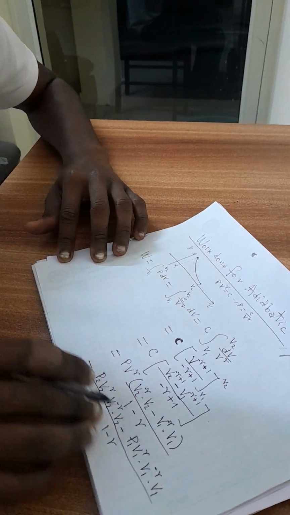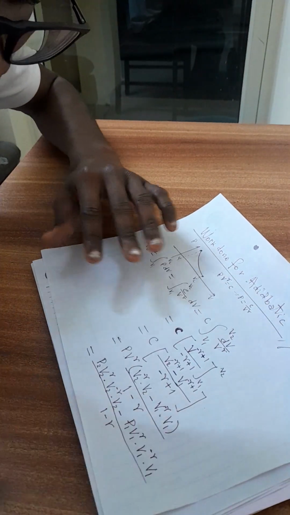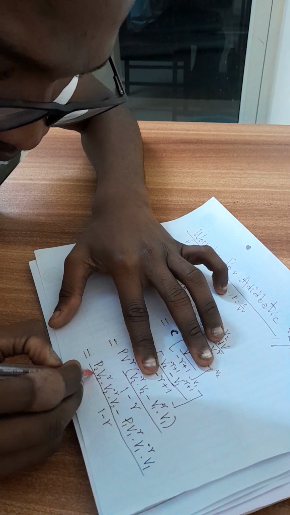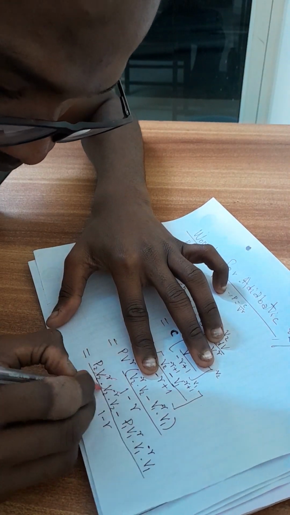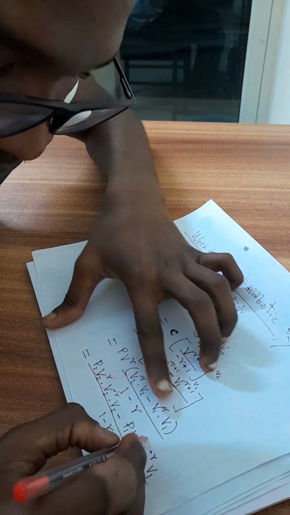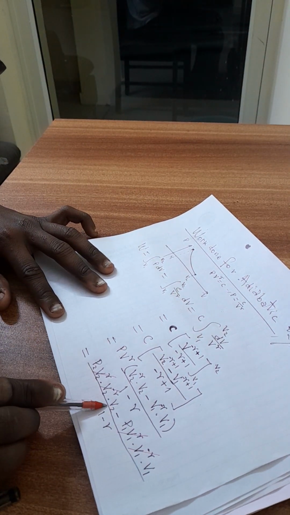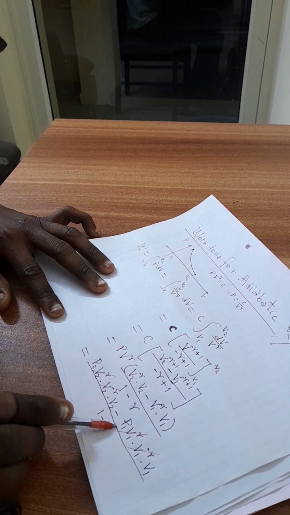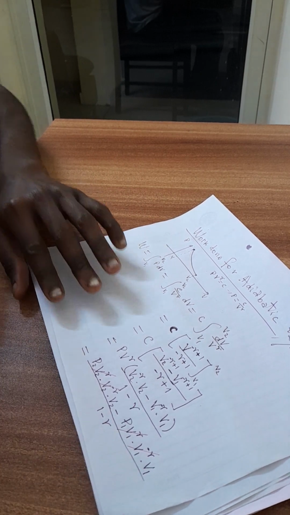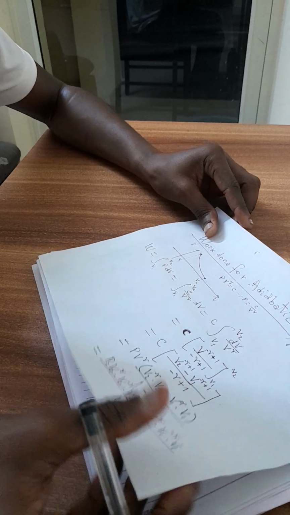So in here, if you check, this one will be cancelled out by this one. This will be 1, and this also will be 1. So I will get P2 V2 minus P1 V1.